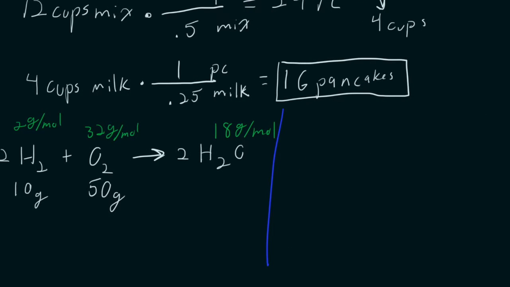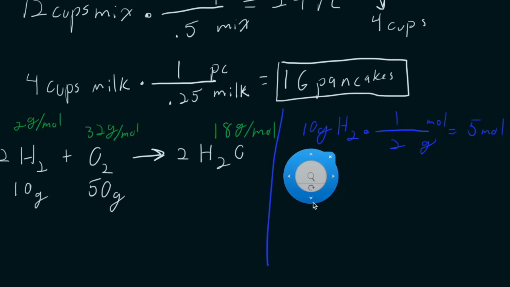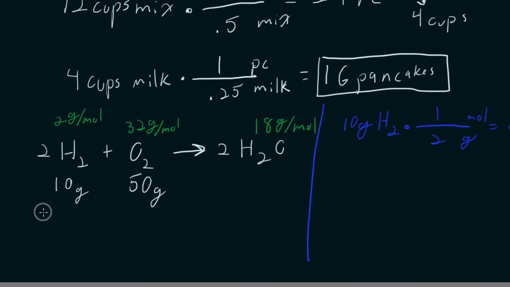So hydrogen, let's start with hydrogen. Let's do that in blue. So I've got 10 grams of H2. I don't know, how many moles is that going to be? So grams to moles, it's going to be 2 to 1. That means I'm going to have 5 moles of H2. Okay, so let's put that back over here. I'd say I've got 5 moles of H2.